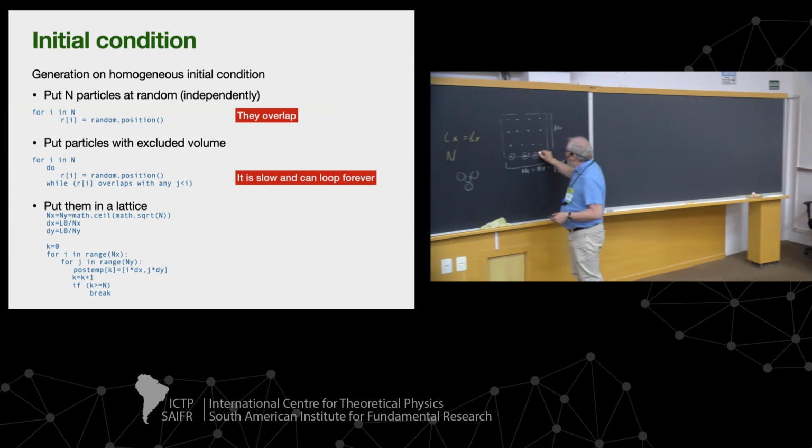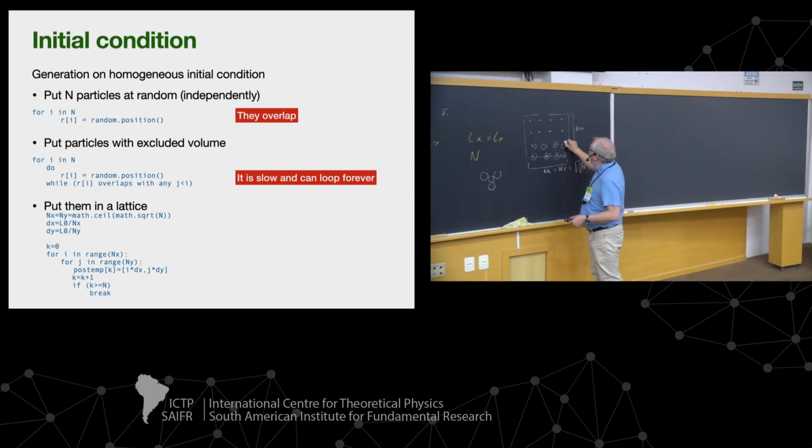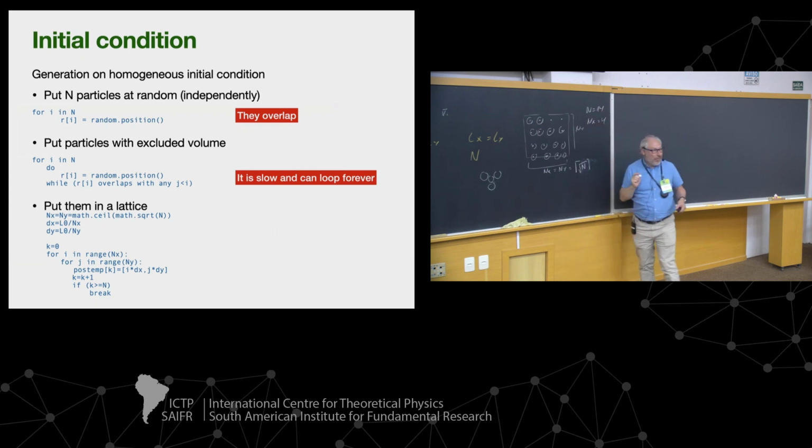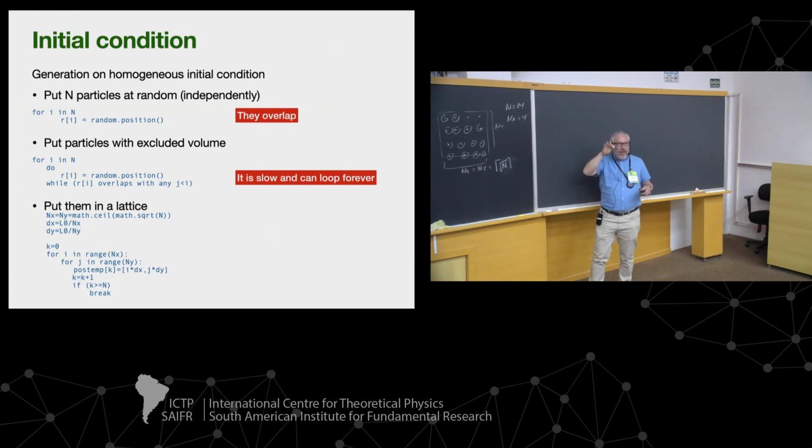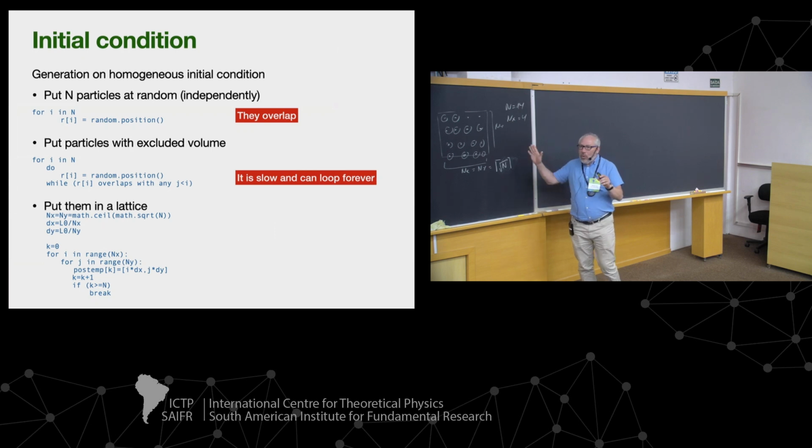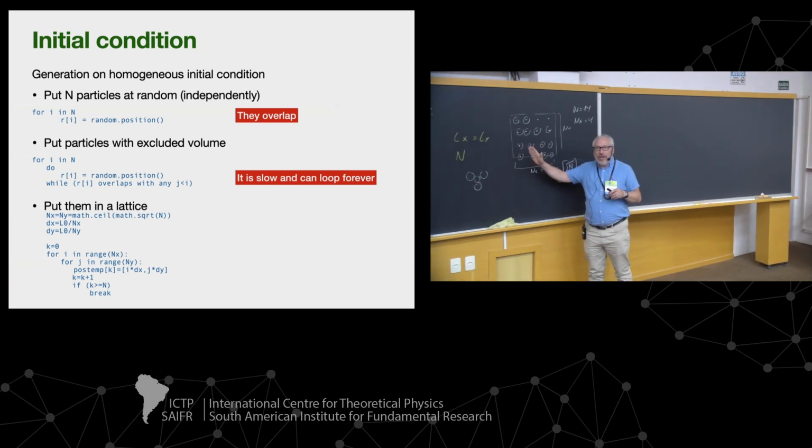1, 2, 3, 4, 5, and imagine that you want to put, here I have 12, 14 particles. So imagine that I have n equal 14, so x is going to be 4. So you create a grid 4 times 4, but you put your 14 particles. And then you stop because you wanted 14, you don't want 16. And then you run your simulation. Cool, they don't overlap.